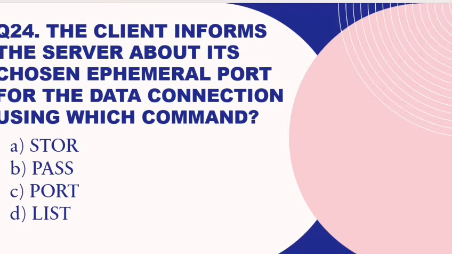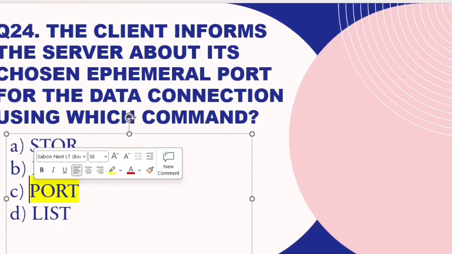Moving on to the next question, question number 24. The client informs the server about its chosen ephemeral port for the data connections using which command? Option A STOR, option B PASS, option C PORT, option D LIST. So the correct answer is option number C, which is PORT.